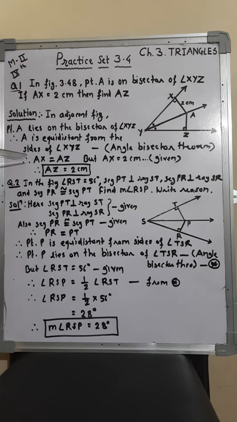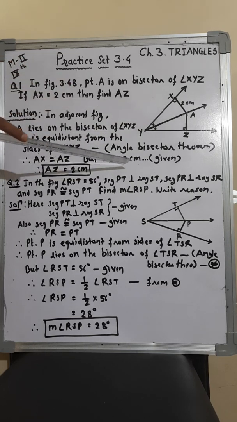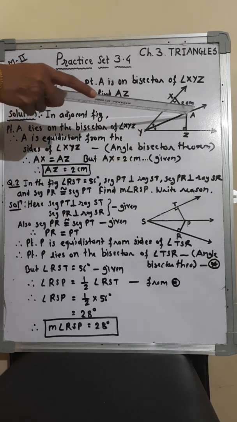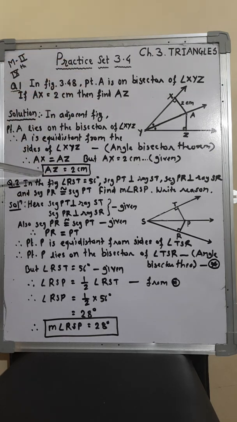Therefore AX equal to AZ. But AX equal to 2 cm which is given for you. Therefore AX equal to AZ equal to 2 cm. Therefore AZ is also 2 cm. In this way we solve question number 1.